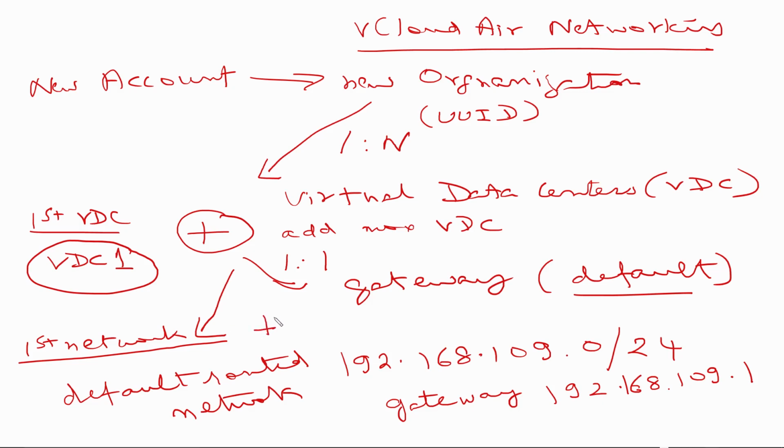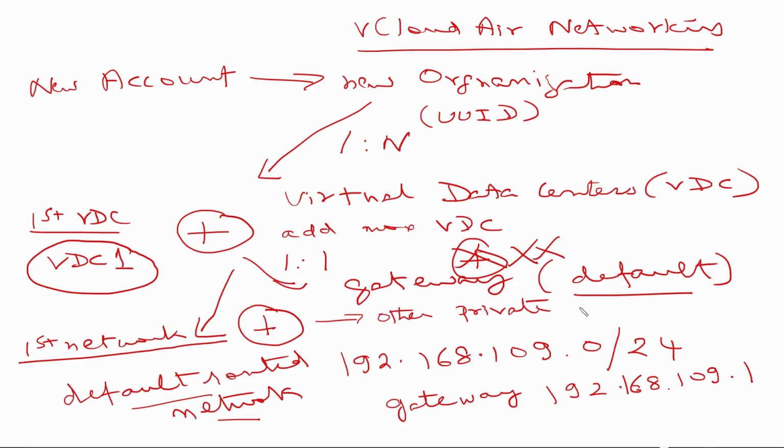You can create more networks as well. You cannot create new gateways on the on-demand, and we've seen that earlier as well. So the first network is the default routed network, and then you can add more networks with the plus sign, and you can give them other private IP addresses.